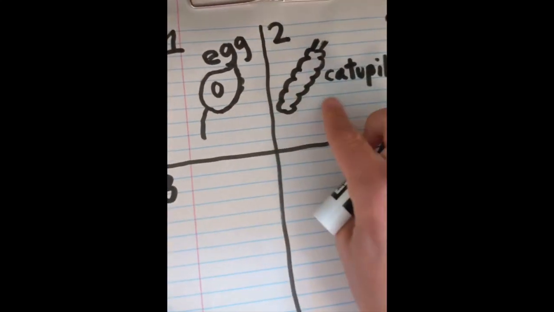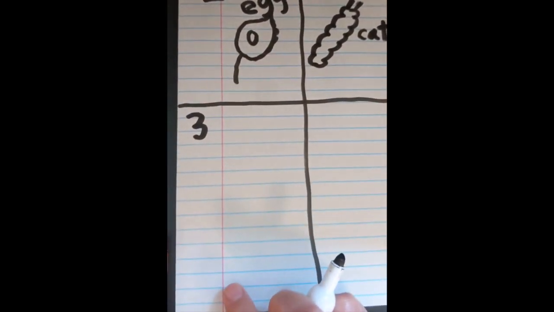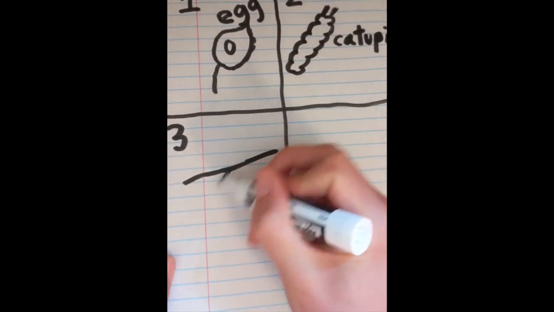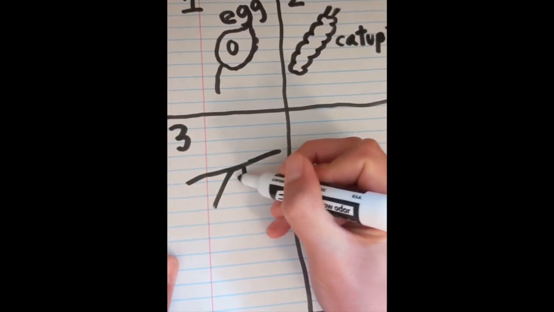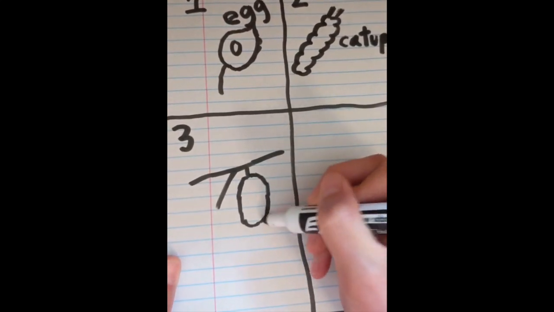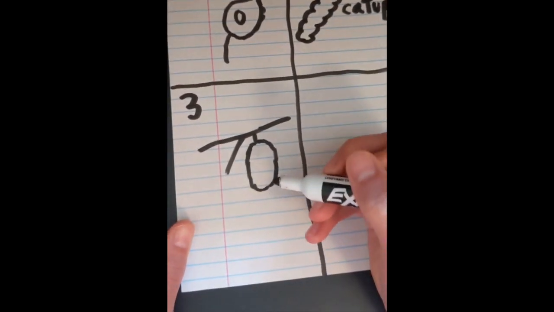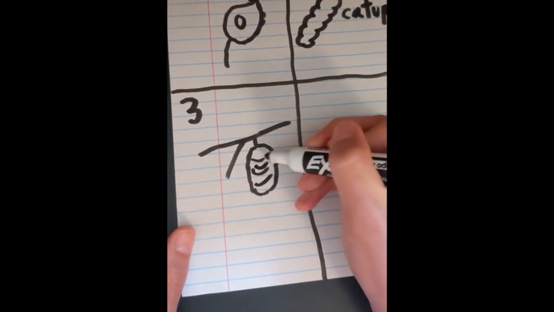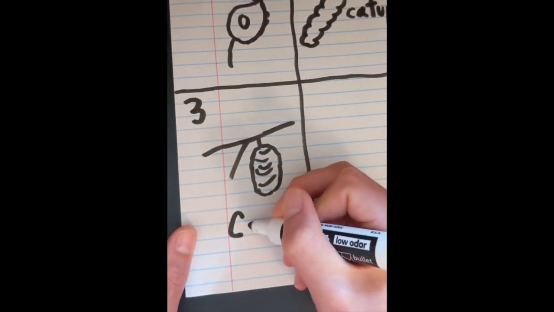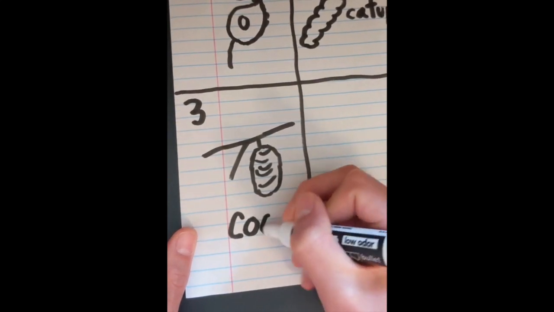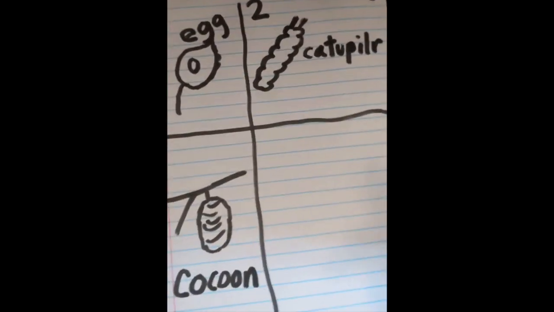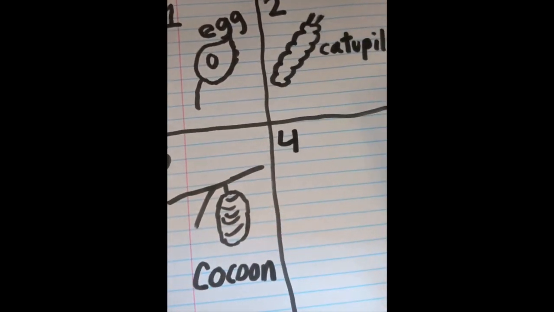Okay, let's go down and do our third stage. After we have the egg and the caterpillar, the third stage is something that hangs from a tree. It's a cocoon. Can you say that? Cocoon. Good. Cocoon. And then the last stage, this is the most fun stage to draw.